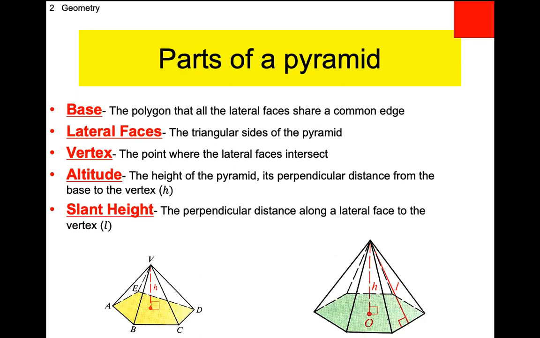And like I said, there will be no pyramid where the height and the slant height are the same distance. The slant height will always be longer than the height on a pyramid, or the altitude, I should say more appropriately. Okay. I'll pause for a second. Unless you tell me to stop, I'm going to move on to the next slide.